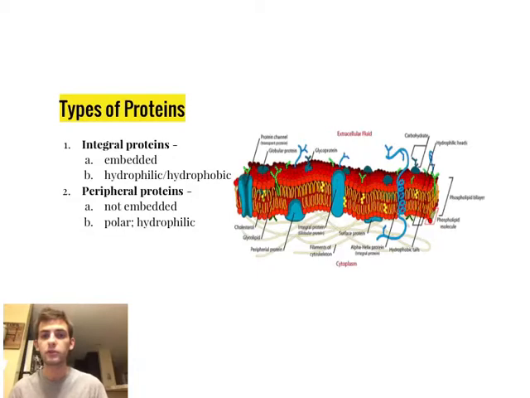The second type of protein is what's called a peripheral protein, and these are proteins that stick just around the outside of the plasma membrane. So they're not hydrophobic and hydrophilic. They're actually polar, which makes them just hydrophilic. And like I said, we're going to talk about these proteins a little bit more in depth in the next video.